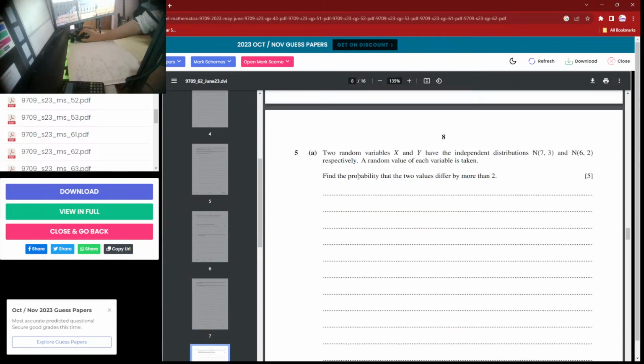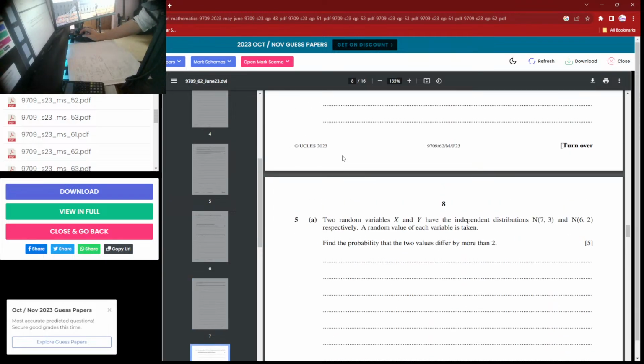5a. Two random variables x and y have the independent distributions N(7, 3) and N(6, 2) respectively. A random value of each variable is taken. Find the probability that the two values differ by more than 2. Okay, differ by more than 2.